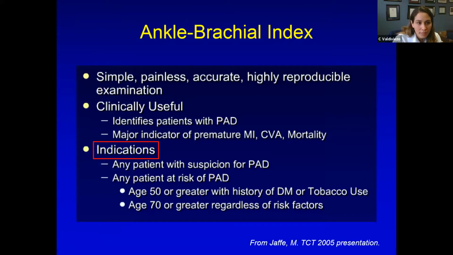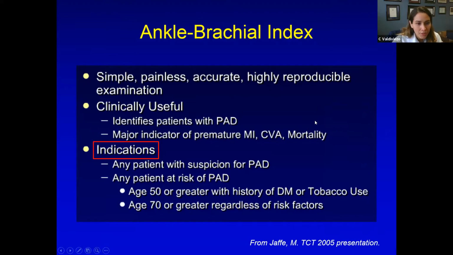So the ankle brachial index is a very simple, painless, accurate, and highly reproducible exam. It's clinically really useful because it helps us identify patients with peripheral artery disease. And it's a major indicator for premature MI, cardiovascular accidents, and mortality. Since we discussed earlier that presence of peripheral artery disease is an equivalent for coronary artery disease or atherosclerotic disease and other vascular beds as well.